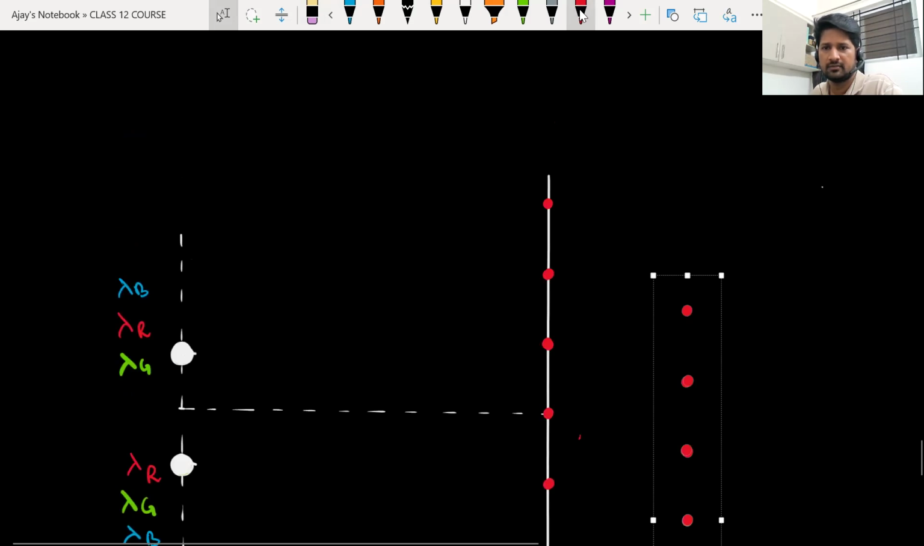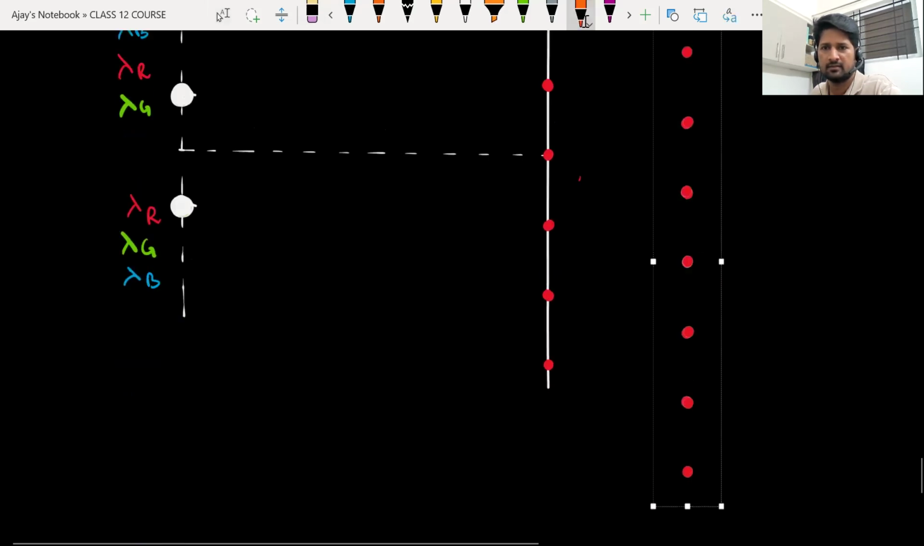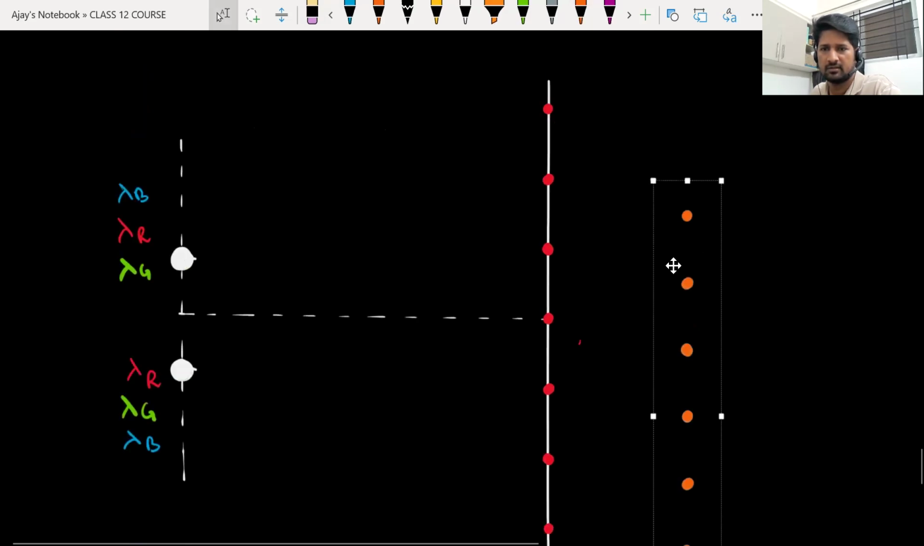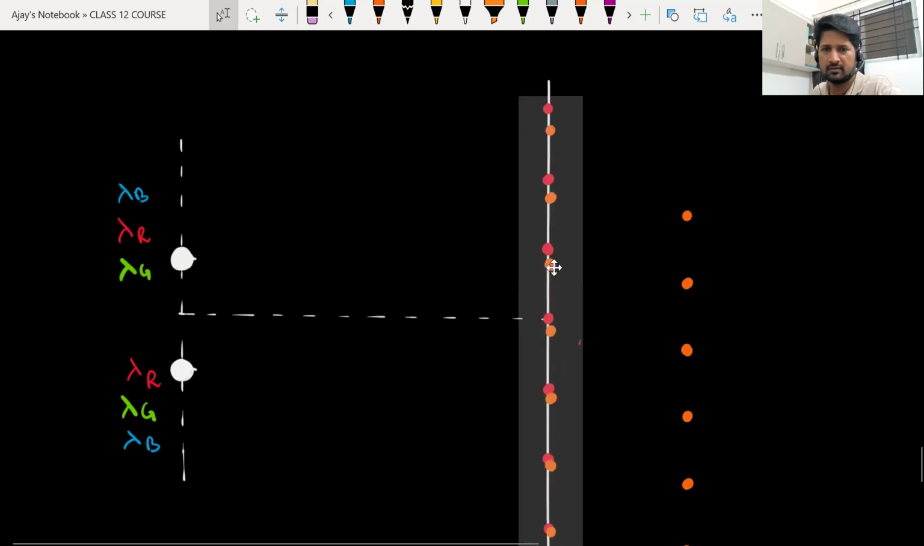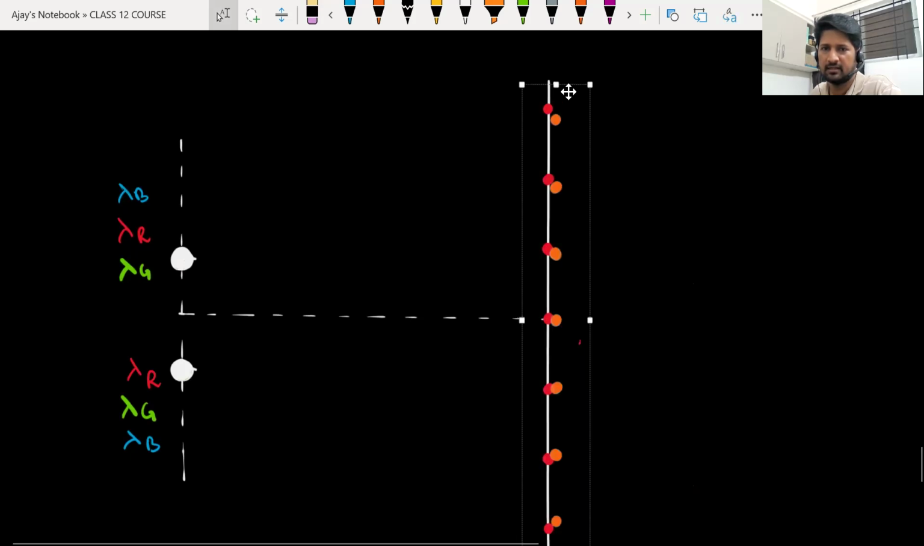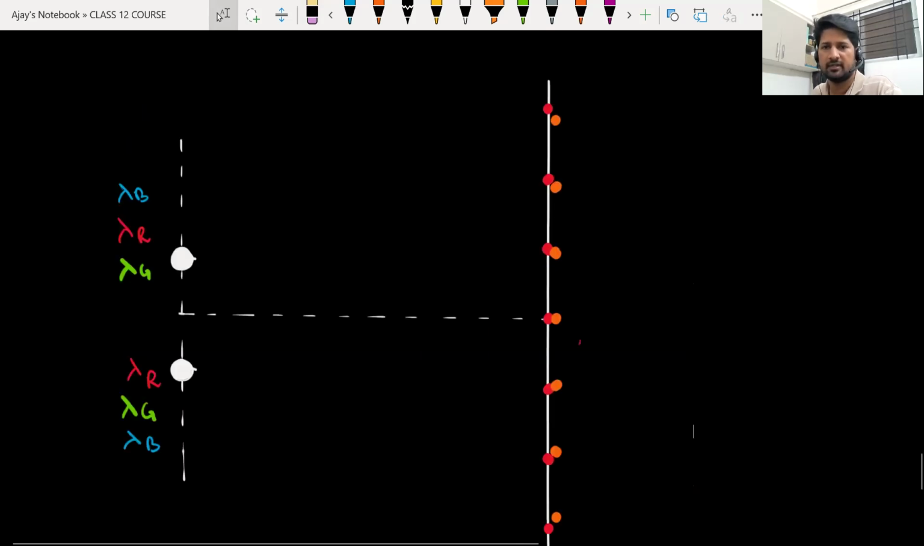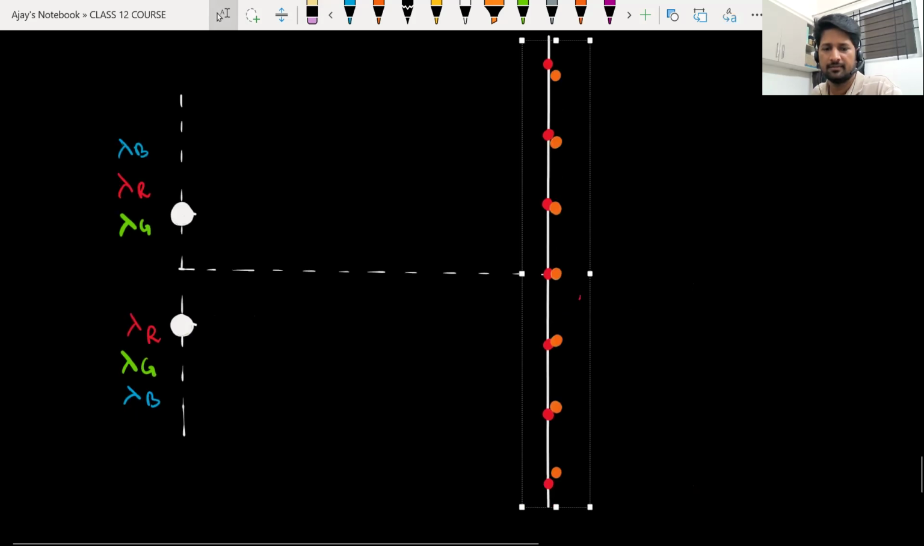So the pattern of orange dots will be like this. At the central maximum, they'll definitely coincide. At other positions, they may not coincide. But there will be some places where they will eventually coincide. But there will be a difference between the red pattern and the orange pattern. Clear?